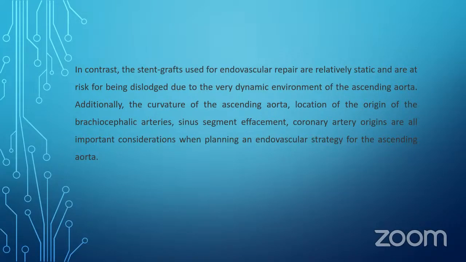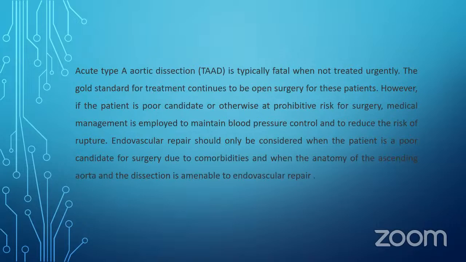Additionally, the curvature of the ascending aorta, location of the origin of the brachiocephalic artery, sinus segment effacement, and coronary artery origin are all important considerations when planning an endovascular strategy for the ascending aorta. Acute type A aortic dissection is typically fatal when not treated urgently. The gold standard for treatment continues to be open surgery for these patients. However, if the patient is a poor candidate or otherwise at prohibitive risk for surgery, medical management is employed to maintain blood pressure control and to reduce the risk of rupture.